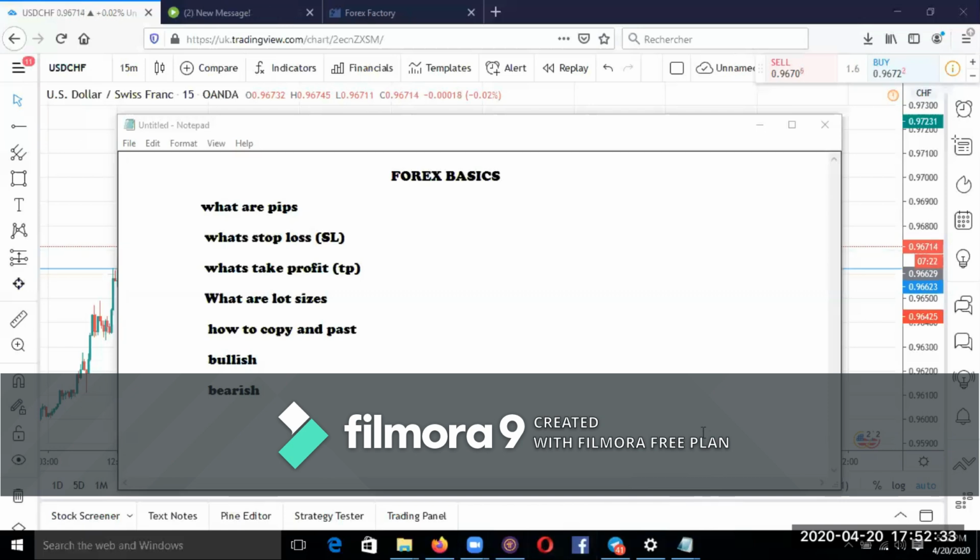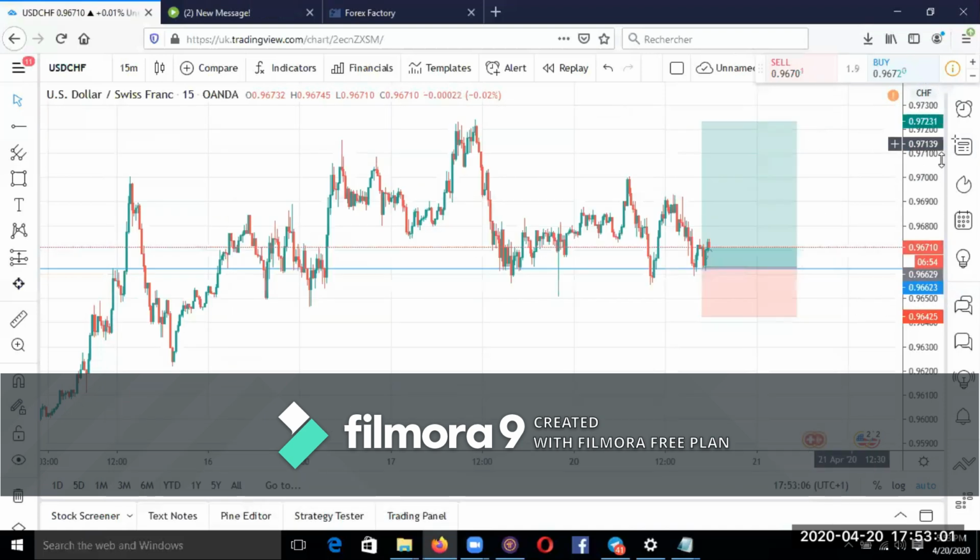So, what is a stop loss? A stop loss is the amount of pips you're willing to lose if your trade reverses and doesn't go in your favor. That is the amount of pips you're willing to lose. It's called a stop loss. And a stop loss is placed off of these numbers you see on the charts. Off of those numbers, that's how a stop loss is placed, right?